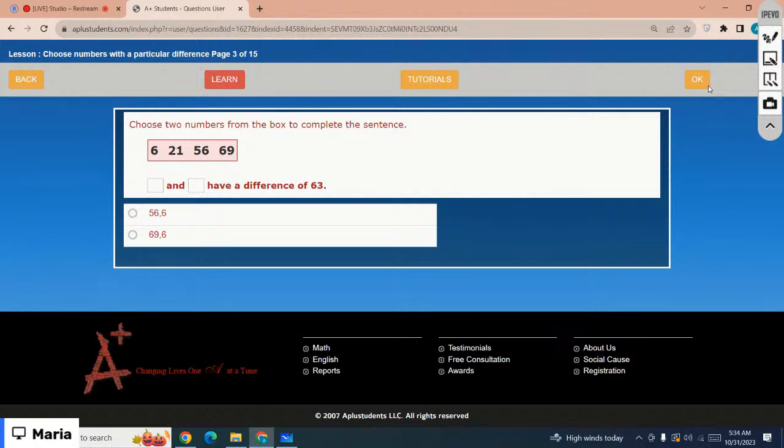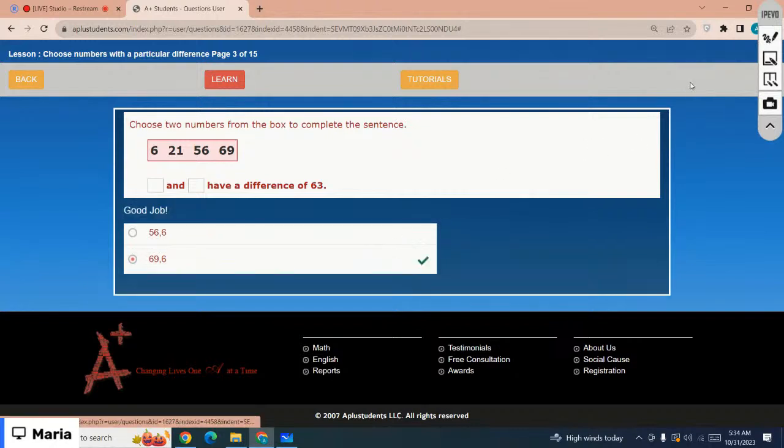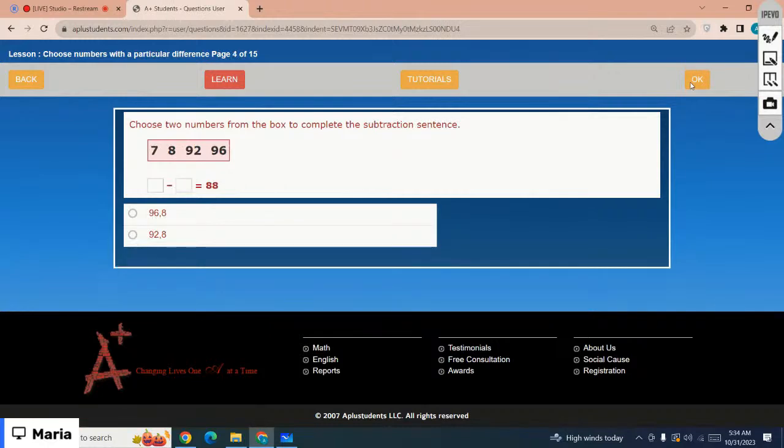That's 69 and 6, option number 2 is the correct option, right? When you subtract them, they make 63. Okay, choose two numbers from the box to complete the subtraction sentence. Dash and dash have a difference of 88. Which is the correct option?